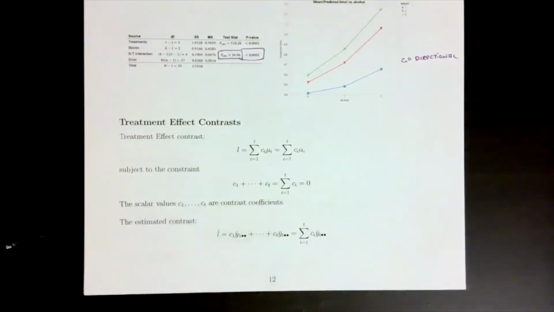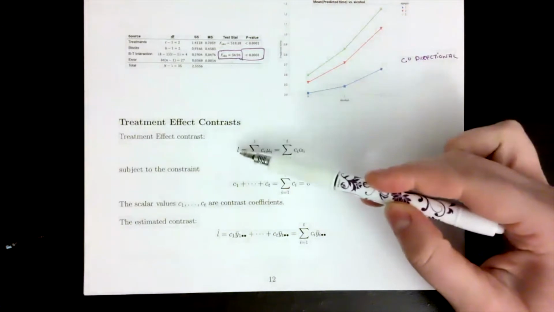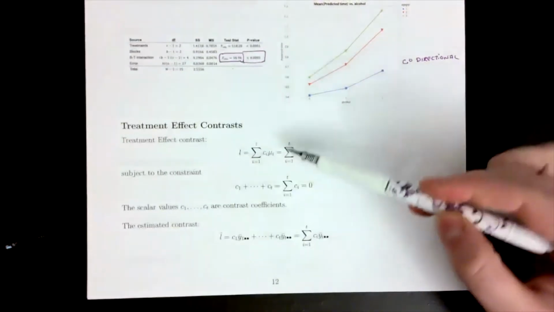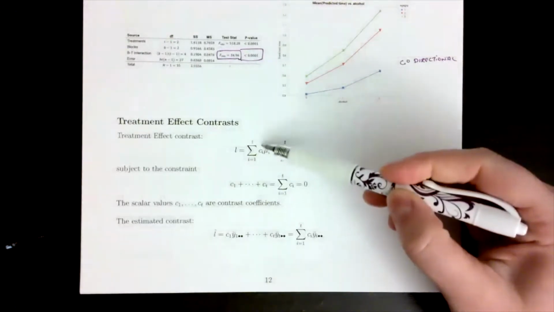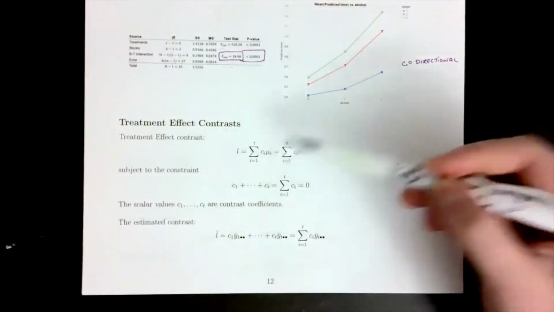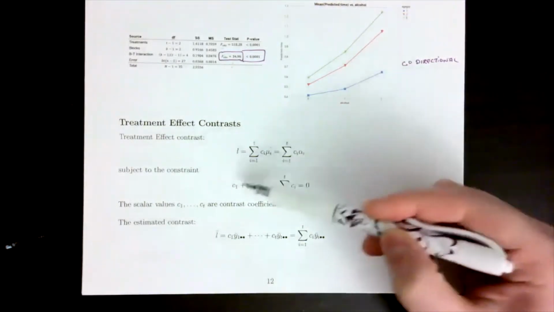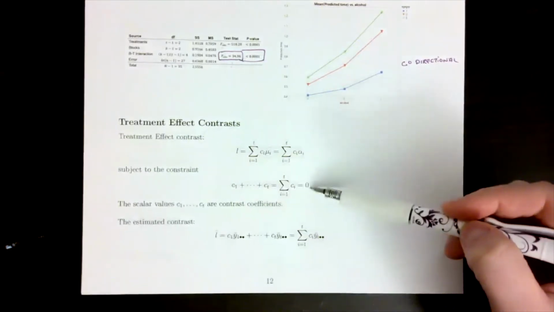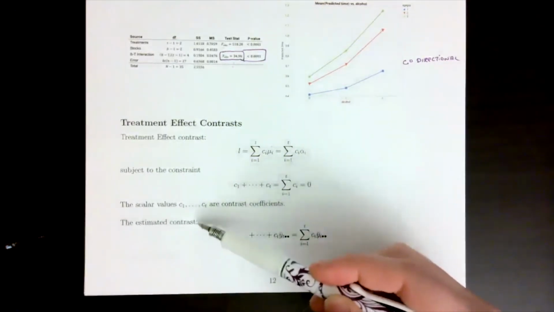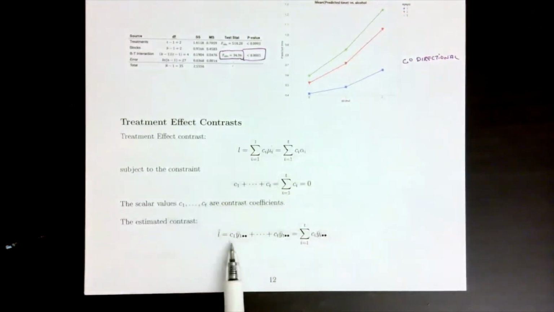All right. So let's talk about doing contrast for a specific treatment effect. We've seen this notation before, where our population contrast is the sum of our contrast coefficient c_i times our mu, or you can look at it as our alpha. Again, we have a constraint where our contrast coefficients have to sum to 1. Our estimate for our contrast, L hat, is our coefficient times the treatment mean. Okay?